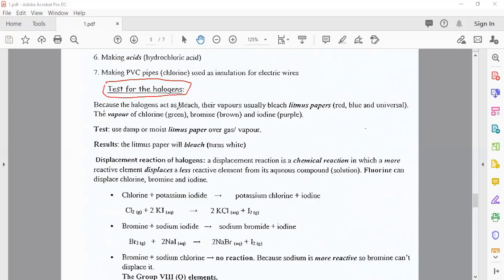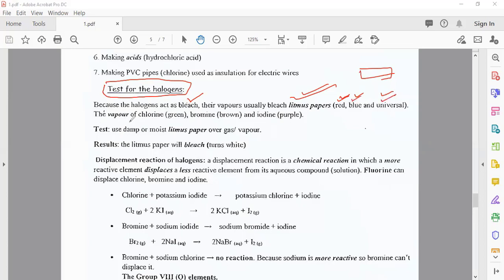Now, because the halogens act as bleach, if you put litmus paper on their vapors, what will happen? The red, blue, and universal litmus paper, they will bleach them. They will make them white. If you bring any litmus paper to the group 7 halogen vapors, when they are in the form of gas, they will bleach it out. Bleach out means they will remove the color. If litmus paper is red, they will make it white. If litmus paper is blue, they will make it white. If you are using any other colors, it will make it white.